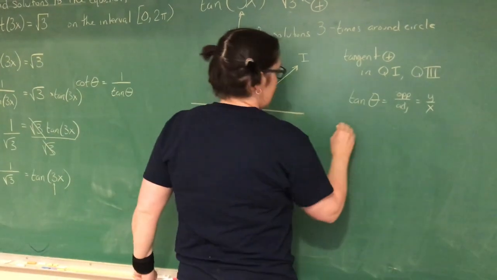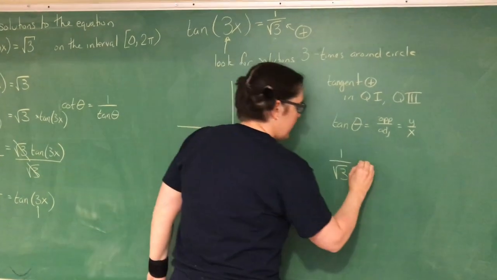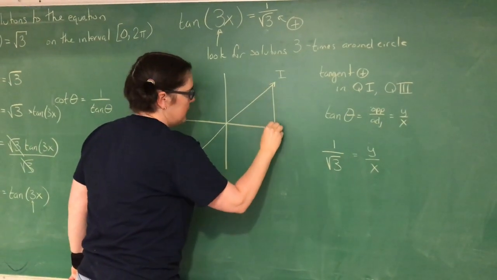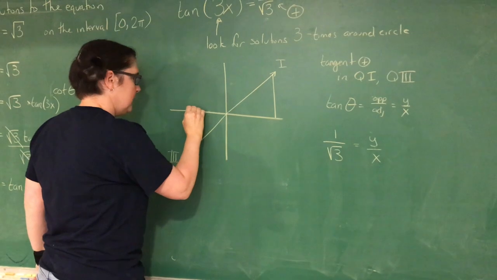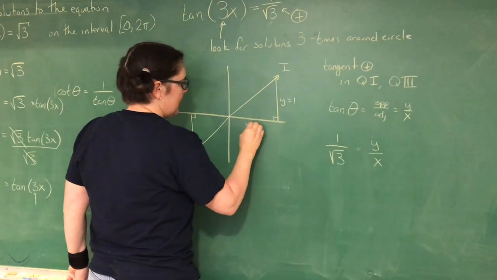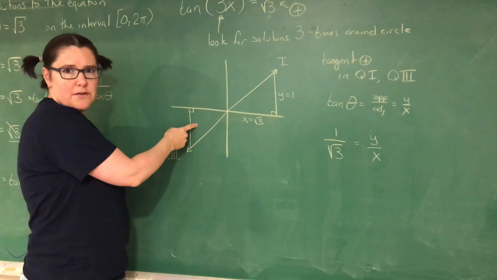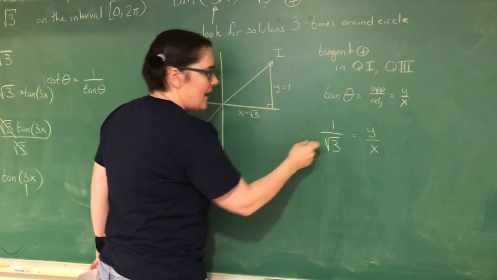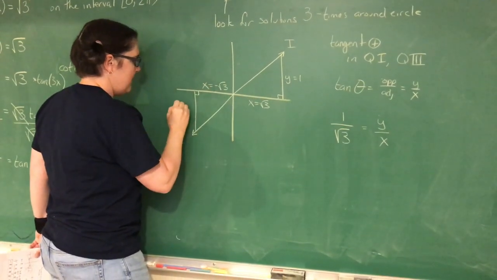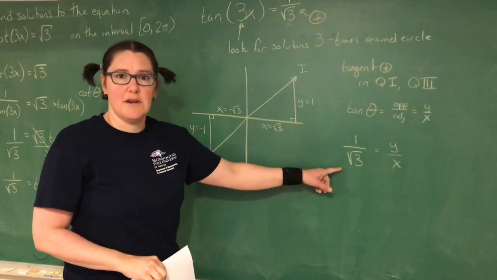Okay. Now, why am I bringing that up? Well, in our example, we have 1 over square root of 3, which will be our y over x, or our opposite over adjacent. So when I draw my triangles, our y value is 1 and our x value is square root of 3 for our triangle in the first quadrant. But for our triangle in the third quadrant, the x and the y are both negative, so our x value will be negative square root of 3 and our y value will be negative 1. Those negatives don't show up in this ratio because they've been canceled. Negative 1 over negative root 3.